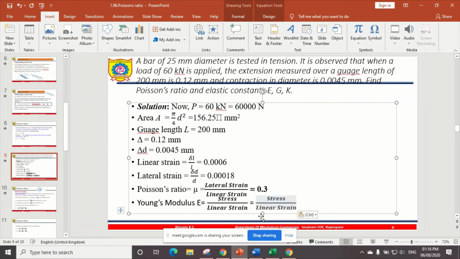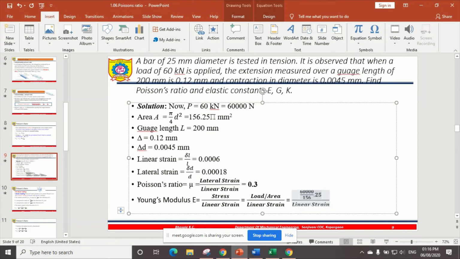So load upon area upon linear strain. So what is the load? 60,000. 60,000 divided by 156.25.